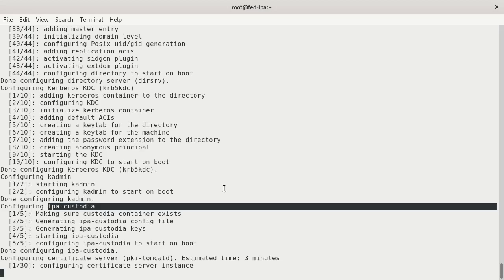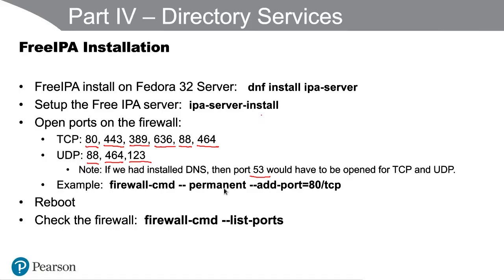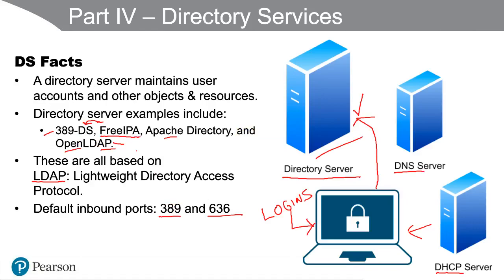Now it's configuring the certificate server instance. And that's going to take a little bit of time to do the rest of this. So we'll jump back here for a little bit. And like I said, this is going to be our directory server. This is going to be our FreeIPA directory server where our users will log in. They will connect to that server. And I'm just going to check my recording and make sure we're still recording here, and it looks good.